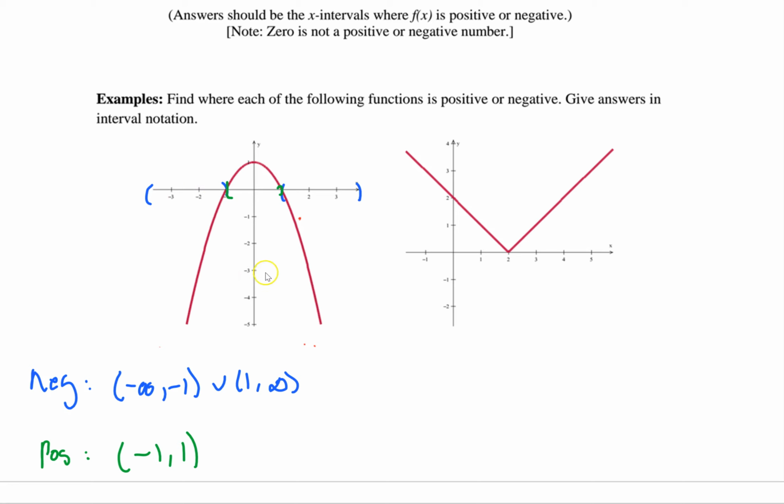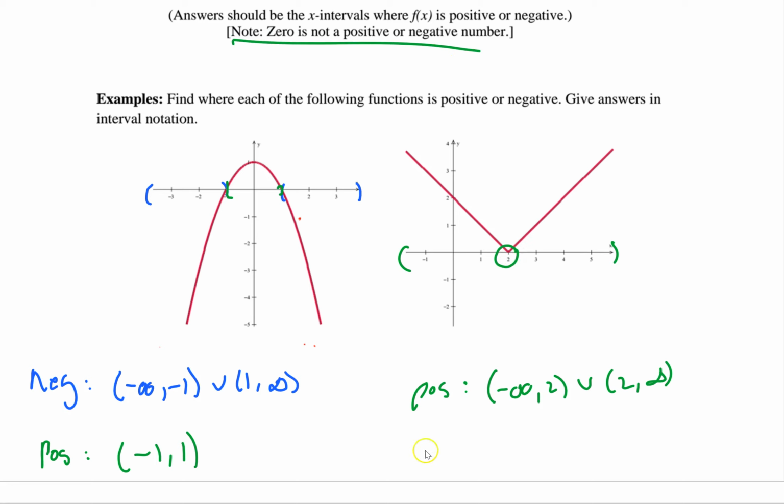So that's how I figure out when something's negative or positive in a basic graph. If you look at this one here, when is it positive? Well, it's positive the whole way, except for here, 0 doesn't count, right? 0 is not positive or negative. So I'm actually going to do this: -infinity to 2, union 2 to infinity, right? Because at that 2 we're at 0, and that's not positive or negative. And when's it negative? Well, it's never negative, so no solution.